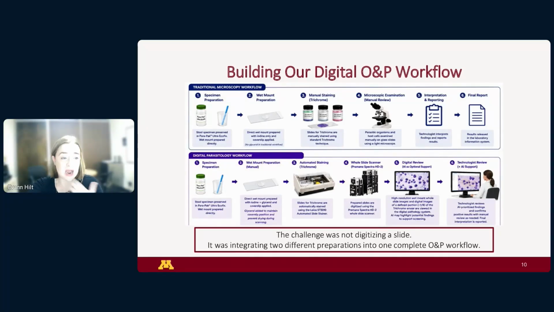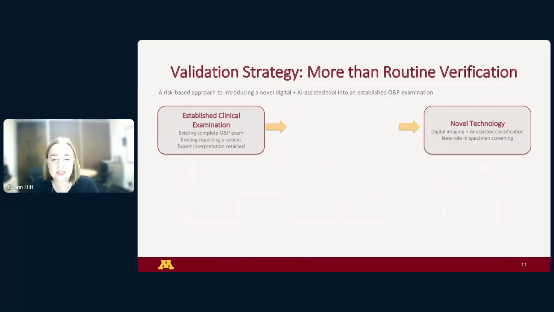So now moving into how we are going to validate this. What I want to call out here is that one of the first questions we had to answer is, what level of validation or verification is appropriate? We weren't introducing a new ova and parasite exam. We're still looking at it the same way and still having the components that are the same. So the clinical tests and our reporting practices were unchanged. But we did view this digital imaging and AI-assisted classification as a tool that we're just incorporating into our existing workflow. But at the same time, this isn't simply bringing in and replacing a microscope.